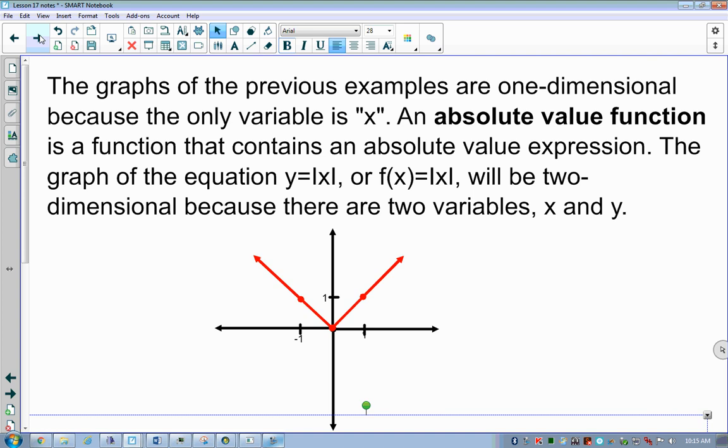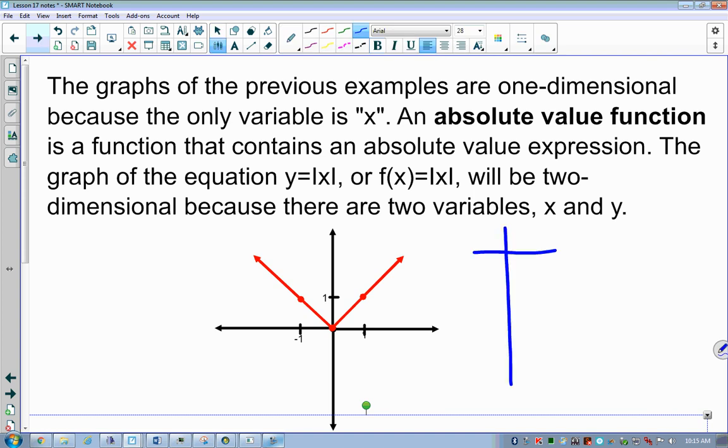The graph here is y equals the absolute value of x, or you could look at it as f of x because we're just subbing in f of x for y. It's going to be two-dimensional because there's two variables, x and y. If I do, let's say, the absolute value of x, we say absolute value of negative 3. Well, the absolute value of negative 3 is 3. The absolute value of negative 2 is 2. The absolute value of negative 1 is 1. The absolute value of 0 is 0. The absolute value of 1 is 1.